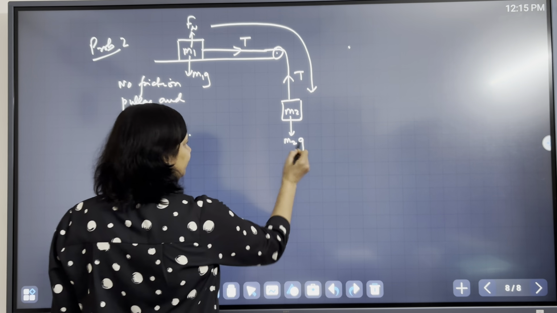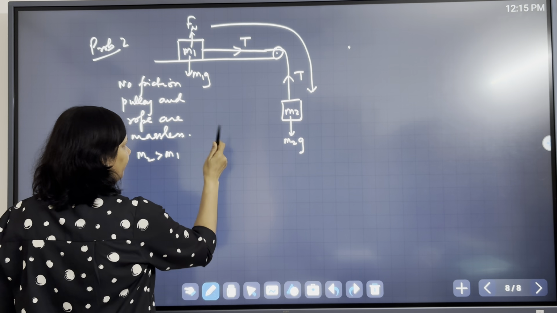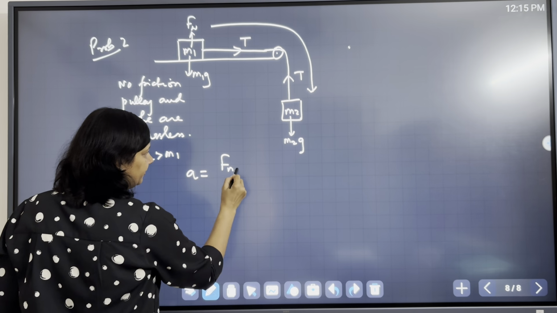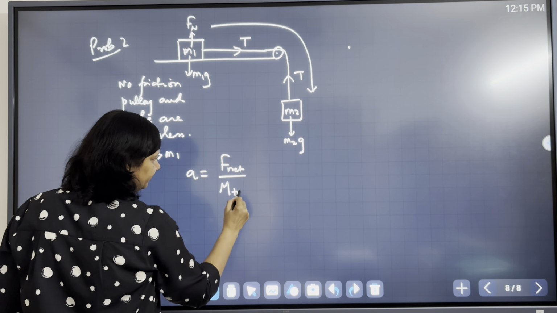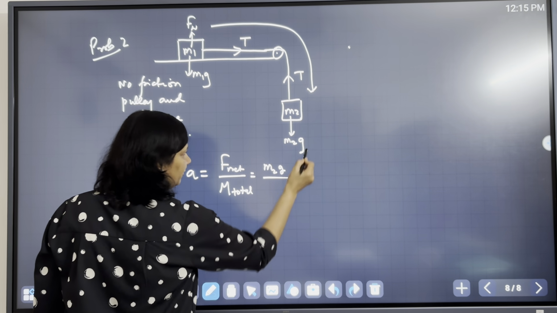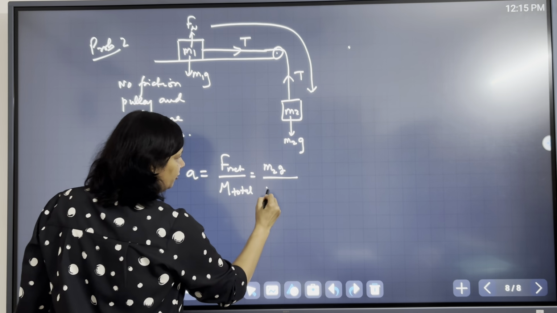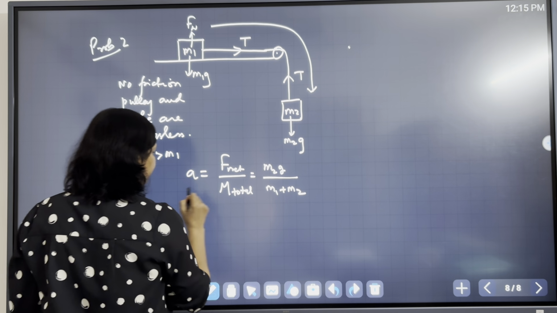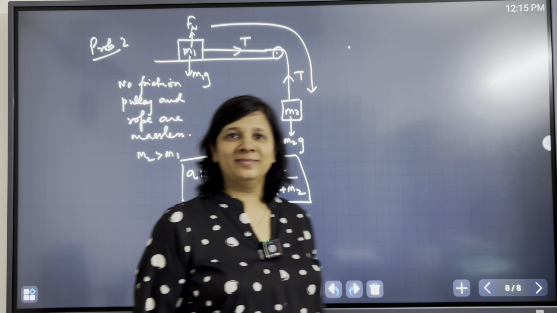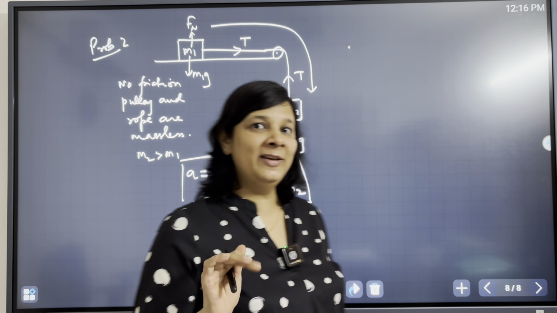Now, how to calculate the acceleration directly? The first way is F net over M total. The net force is only M2G. These are equal and opposite internal forces. Total mass is M1 plus M2.